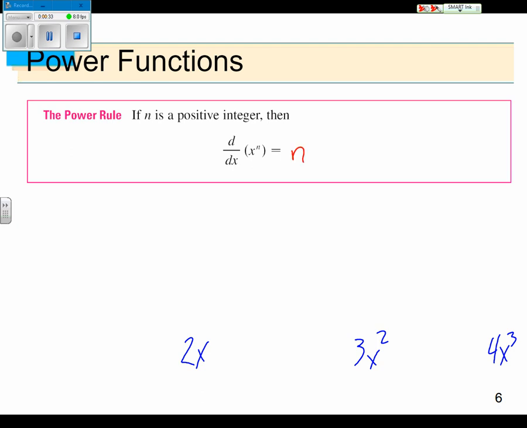I totally agree. And then lower the exponent by 1. And that'll work every time you have something raised to a power. It's pretty nice, isn't it?